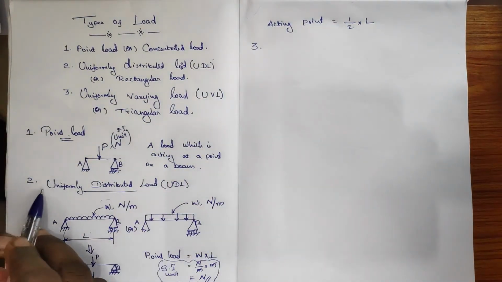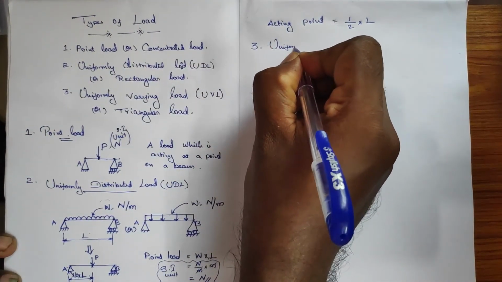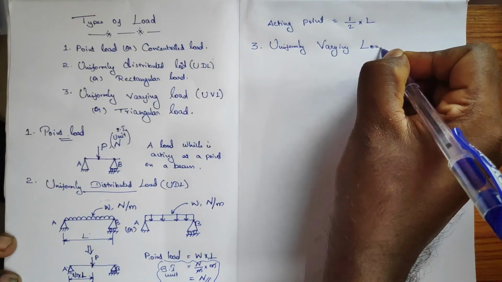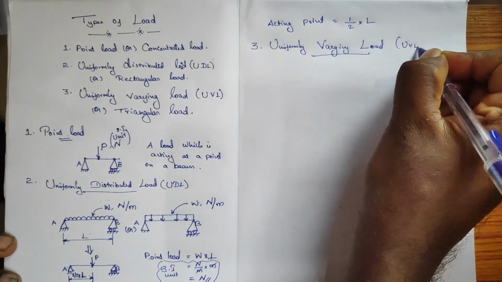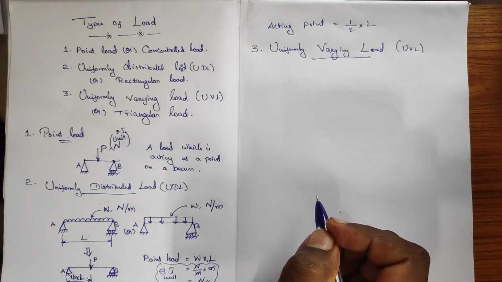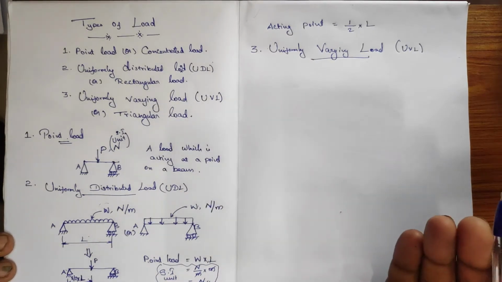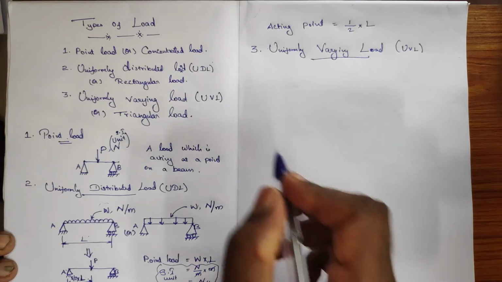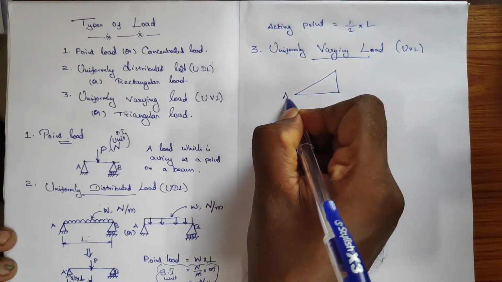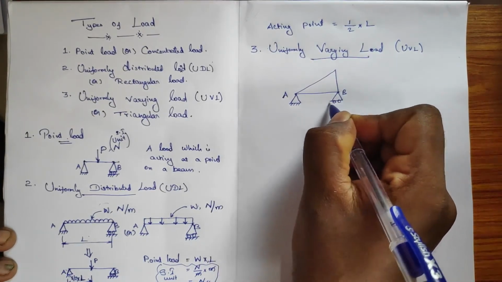Then move to the third one, uniformly varying load, UVL. Here the load intensity varies from one end to the other end in a linear manner. I can show a beam AB with a hinge support and a roller support, just like the previous one.